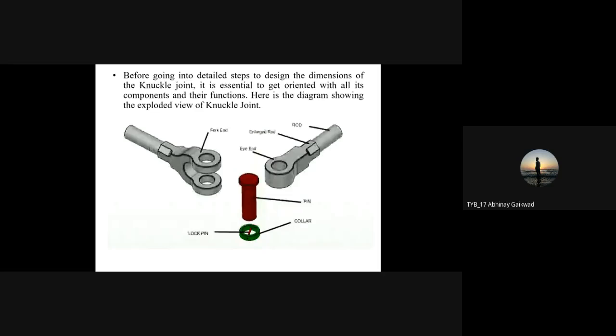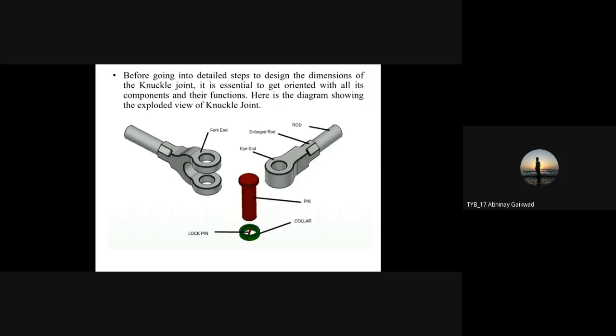One section is called the fork end section. Second, we can call it the eye side. In between that eye and fork, we are going to see the rod, which is the elongated part of that eye and fork. That rod is transmitting the tensile force, and it will be transmitted later on to the further side of the fork or eye.